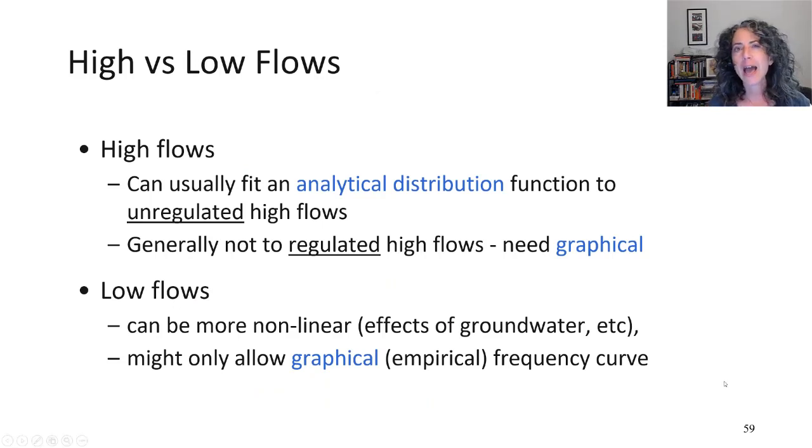So far we've only looked at annual maximums at high flows. We're also interested in doing low flow frequency analysis and looking at annual minimums. A difference between the two is we find that high flows that are unregulated often let us do a parametric model or an analytical probability distribution fit, like the log Pearson type 3 or others. We don't do a distribution fit for regulated flows. Again, as we saw in the first part of this lecture, those would need to be graphical, but unregulated high flows generally will fit an analytical distribution. Low flows, on the other hand, very rarely fit an analytical distribution, and we will more often go with a graphical curve for those.